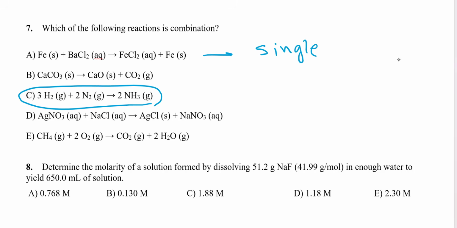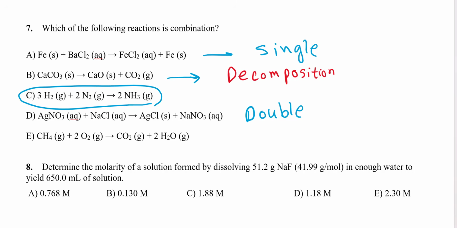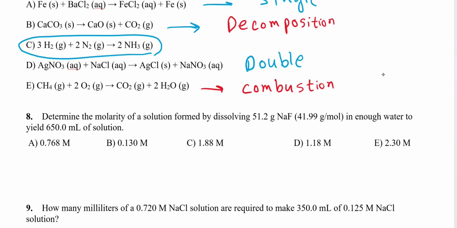The second reaction, we have one compound that breaks down into two different compounds. It is decomposition. D, we have a precipitation reaction or double displacement reaction. And the other one is a combustion reaction because we have burning of methane with oxygen.